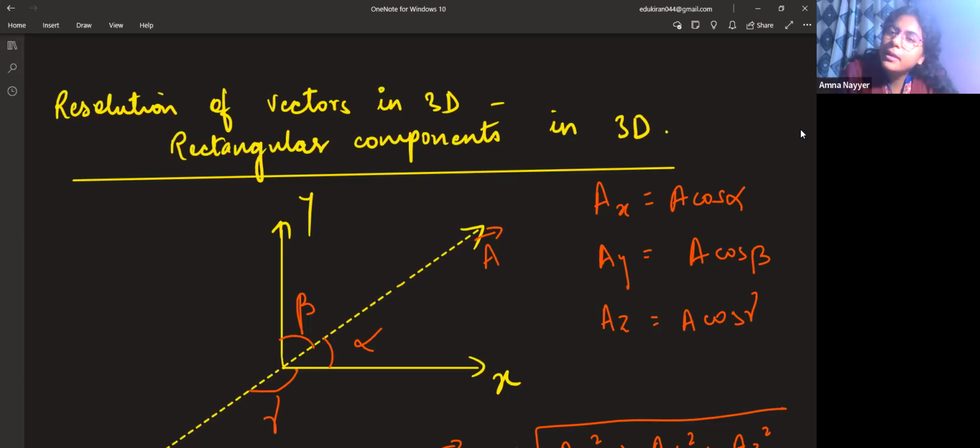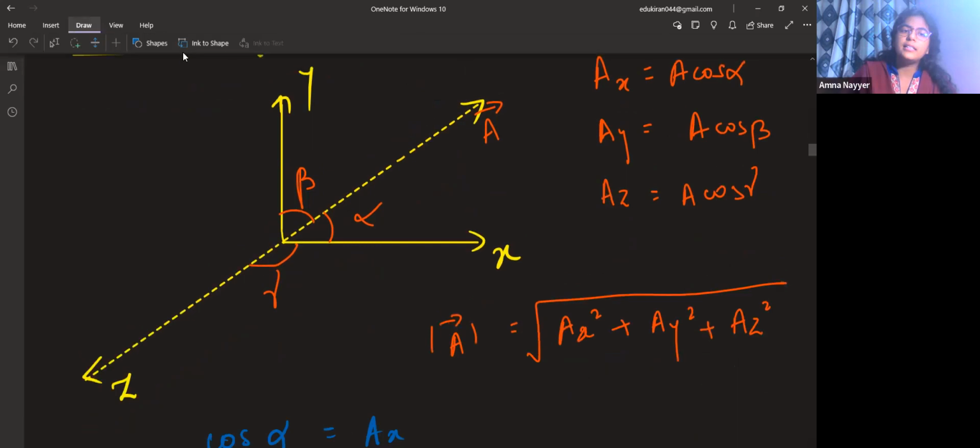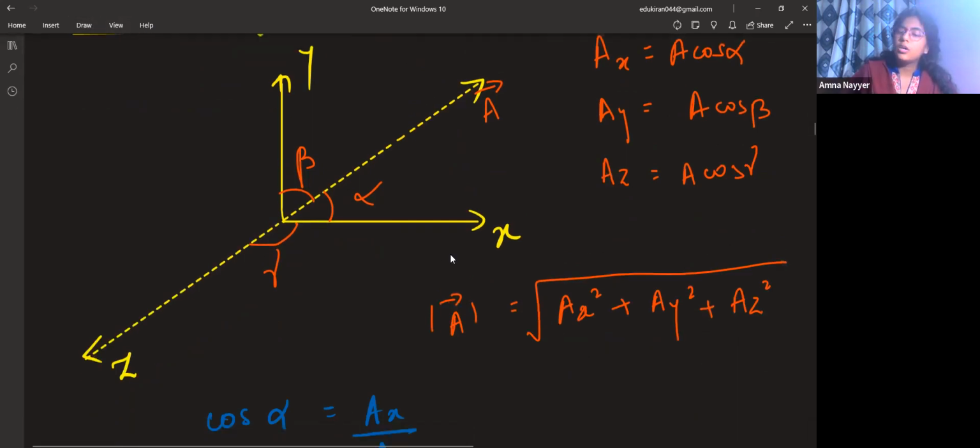Rectangular component in 3D means we'll resolve a vector in 3 dimensions because it is present in such a point where x-axis is also present, y-axis is also present, z-axis is also present. So suppose this is A cos alpha. The angle that y-axis is making, this is A cos beta. The angle that z is making is gamma, so A cos gamma. So how do we write the resultant? Just take their values, A cos alpha, A cos beta, A cos gamma, that is ax square plus ay square plus az square, like this.